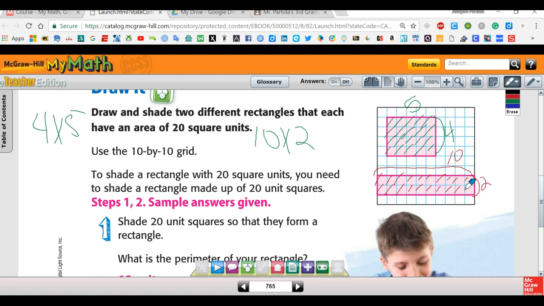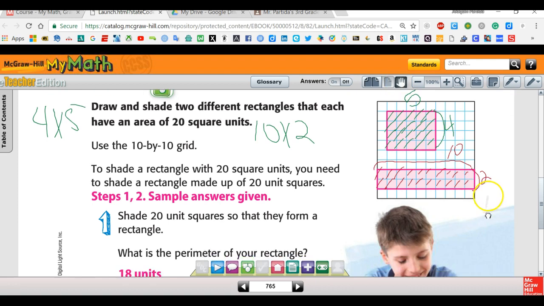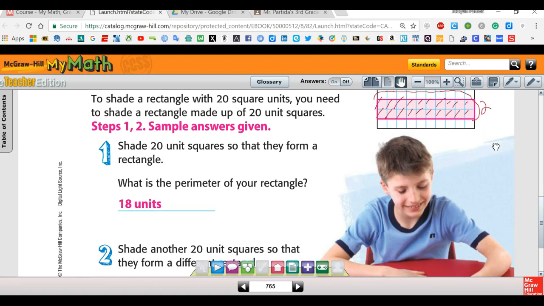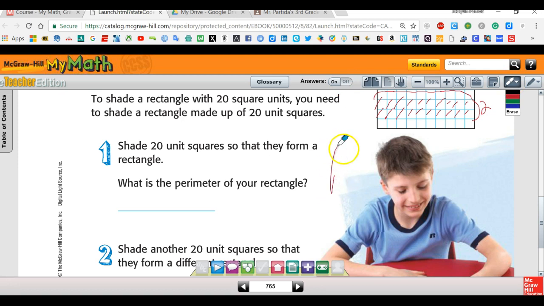Now, I want you to write this down somewhere in your book. A equals L times W. The A stands for, what do you think?